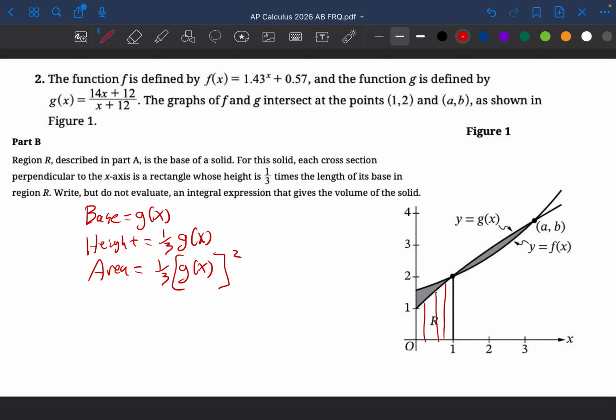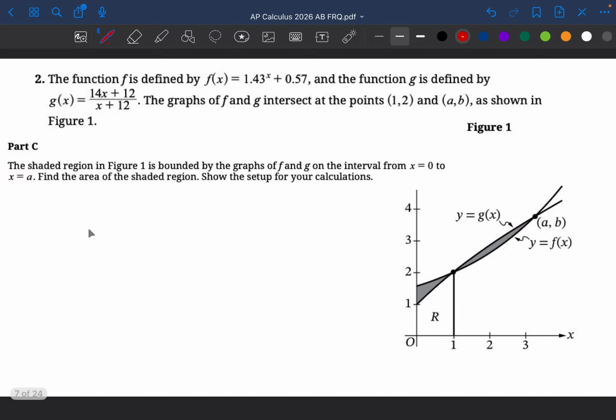So to get our volume, we're going to take the integral from 0 to 1 of that area, 1/3. Now you can leave the 1/3 inside or outside the integral, that's not going to matter. But you have to have g of x, quantity squared, dx. And it just says write, but do not evaluate, so we can leave our answer just like that.